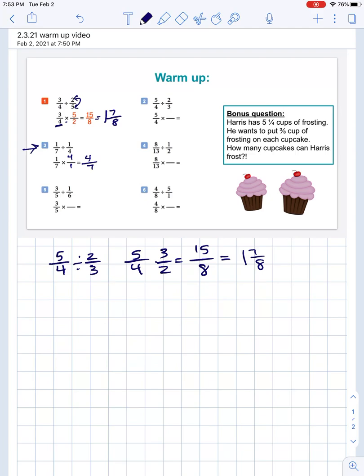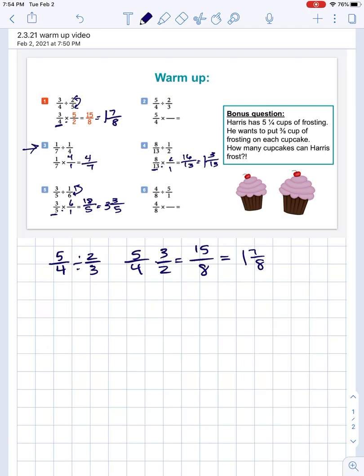Our next one here, 8/13 divided by 1/2. We'll take 8/13, copy, dot, and then flip 2/1. That gives us 16/13, which is 1 3/13. And take a look at number 5 here, 3/5, copy, dot, and then flip. We find the reciprocal of our second fraction, so 6/1, and we get 18/5. 5 goes into 18 3 times, which is 15, with 3 left over, right? 16, 17, 18, 3 3/5.